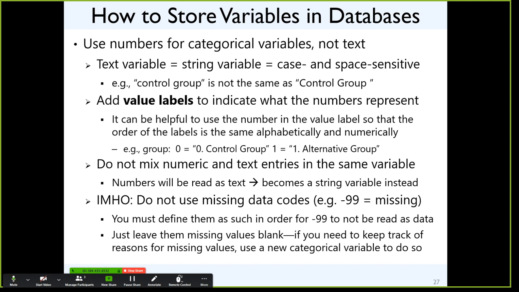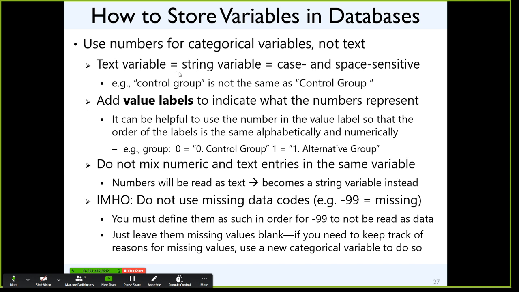Also, categorical variables. Use numbers for them. That is my best recommendation. It is possible to create columns in a data set that are words. Those are what's known as string variables or text variables. They are very tricky to work with because each value that is supposed to be the same thing has to match exactly. No extra spaces at the beginning or the end, capital letters versus lowercase letters.